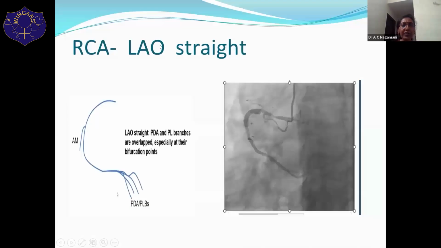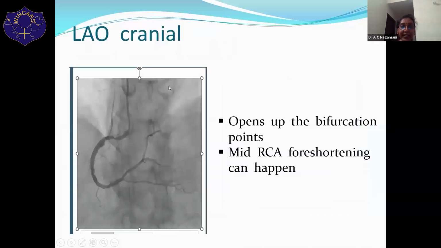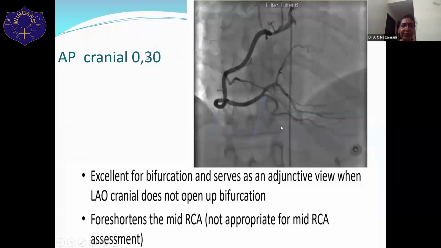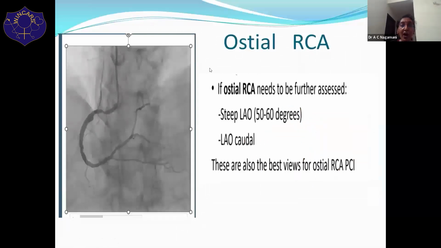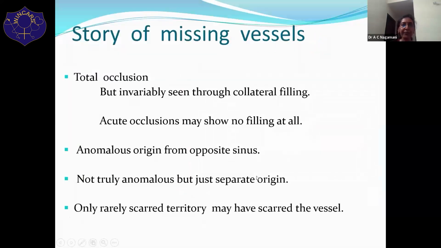For RCA, we use elevo. We can see the proximal and the mid RCA, but the bifurcation is clear with the elevocranial view, it opens up the bifurcation points, but it foreshortens the mid RCA, which can be clearly seen in the AP cranial view. It is also excellent for bifurcation. For ostial RCA, if you need to further assess, steep elevo or elevocaudal is the best.